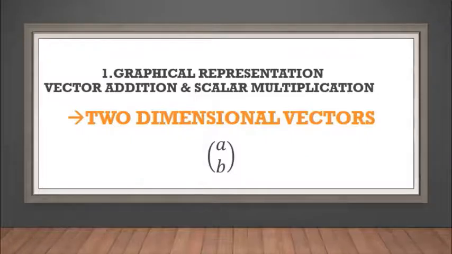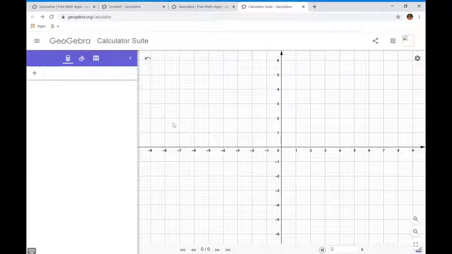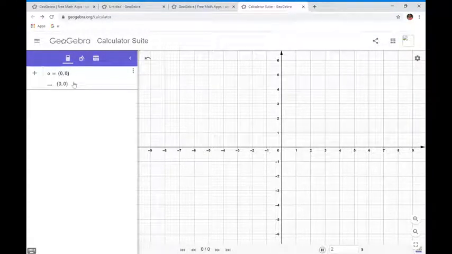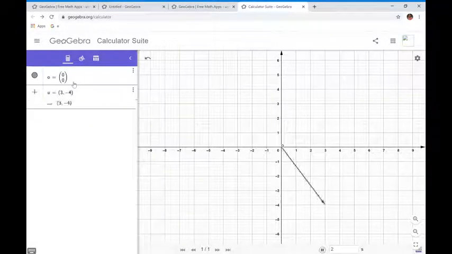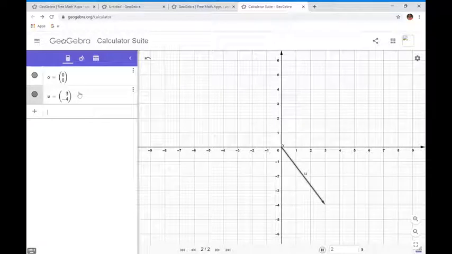First, let us see the graphical representation of vector addition and scalar multiplication. So for this, first I am considering two-dimensional vectors which are in the form of a column vector (a, b) which has 2 rows. Here I am taking a graph sheet which can show us the xy plane. So on this I want to show you the vectors. So the first one I am taking is the 0 vector, which is equal to (0, 0), denoted by O. And the second one, I am taking a vector u equal to a random vector. I am taking (3, -4). As soon as I entered this, I got here a vector, a position vector.